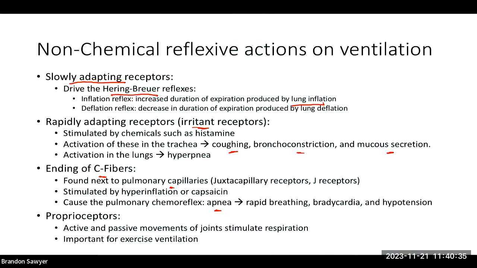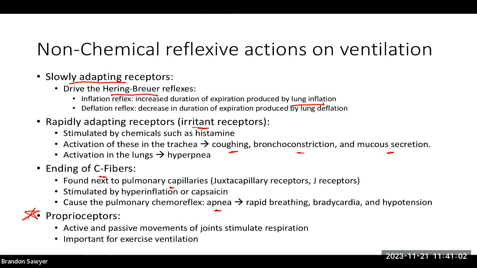And then lastly, proprioceptors are involved in controlling ventilation as well. So those like Golgi tendon organs we talked about and muscle spindles we talked about are involved in driving our ventilatory response during exercise. And so when our joints are moving, our muscles are lengthening and contracting, that actually plays into the dorsal and ventral respiratory group and the signal that ends up being sent out to lead to ventilation.